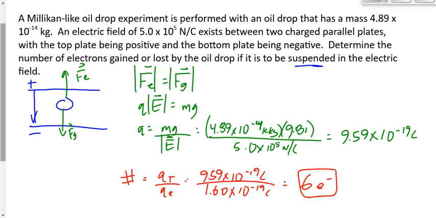Now, gained or lost. Is it positive or negative? Well, if the electric force on this oil drop is up and the electric field is down, then that must mean this oil drop is negative. Again, remember back from Unit 2, if we have a charged particle in an electric field and it's negative, it experiences a force opposite to the field.